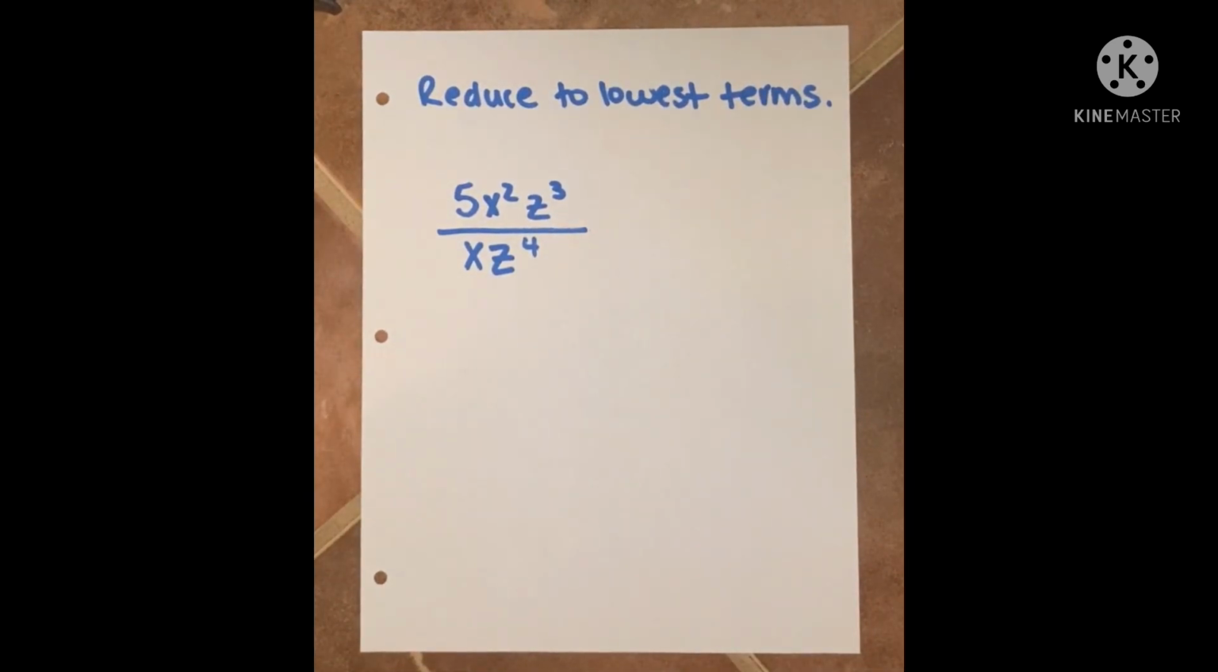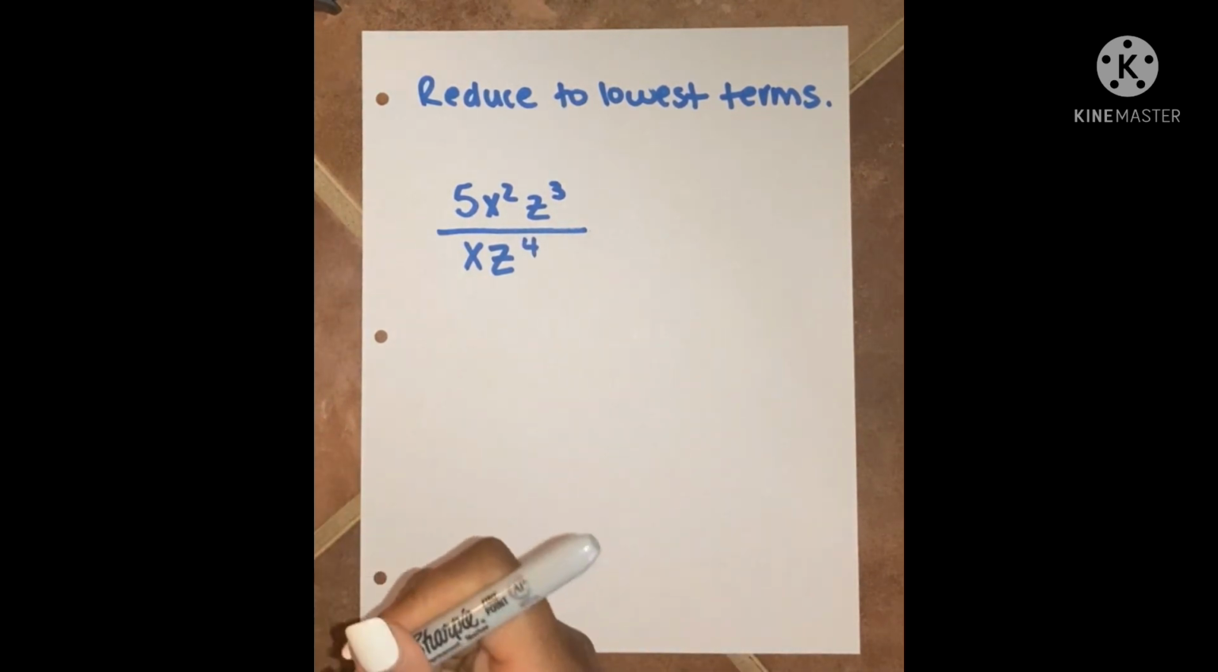Okay, so now we're working with 5x squared z cubed all over x z to the 4th. And what we're going to do is simplify this rational expression to its simplest form, or to its lowest terms. So we're going to write out everything that we have that's present and see what's left to see what we can cancel.